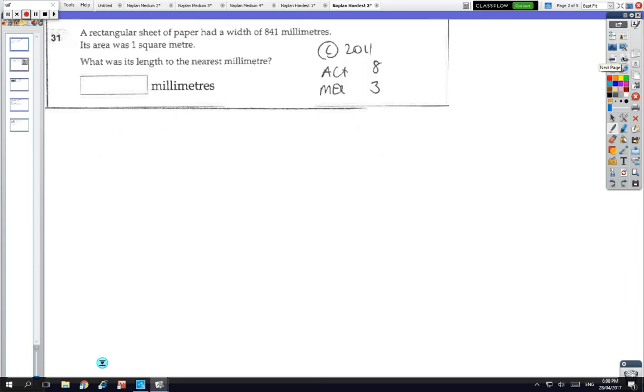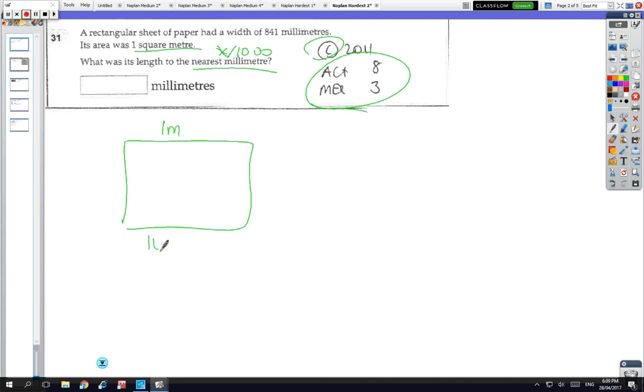Okay, this one here, a calculated question, and it's a slaughter. One thing you have to know is that square meters and square millimeters, it's not times 1,000. So you've got a square piece of paper, 1 meter squared, and that is the same as 1,000 millimeters squared. So there's a clue, and see how you go.